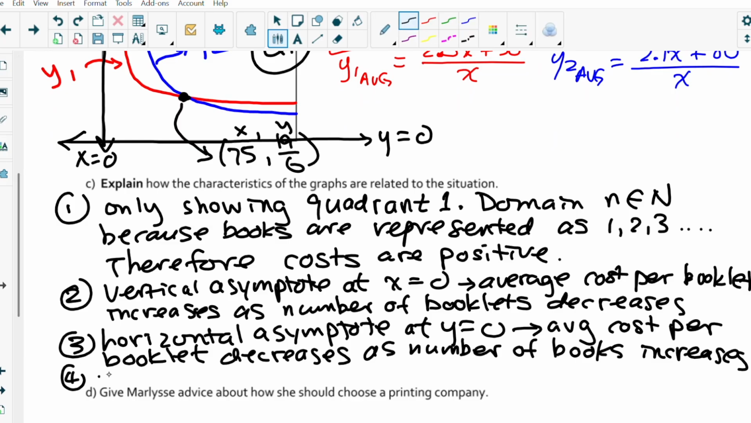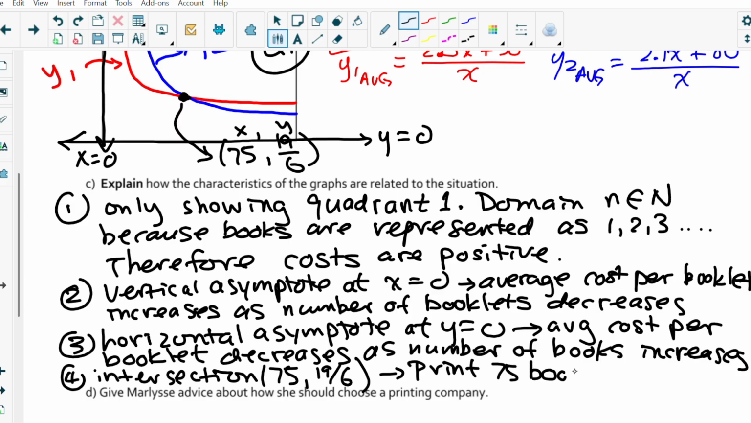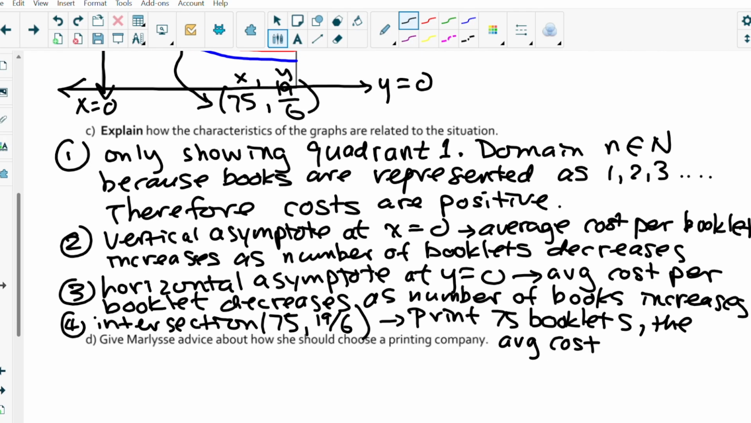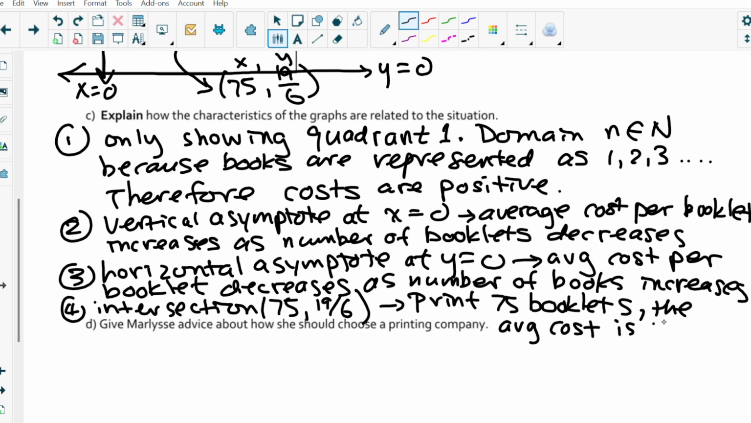Last one. Let's talk about the intersection. Intersection at 75, 19/6. What does that tell you? You print 75 booklets. The average cost, because it's an intersection point, think systems of equations, is the same for both companies.